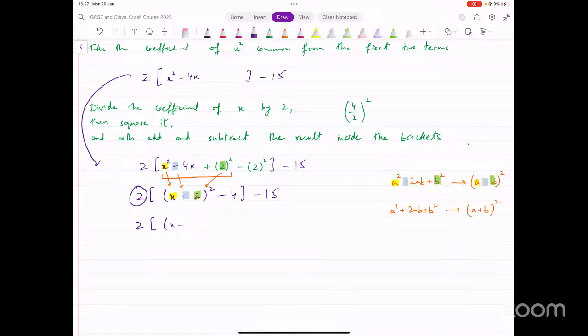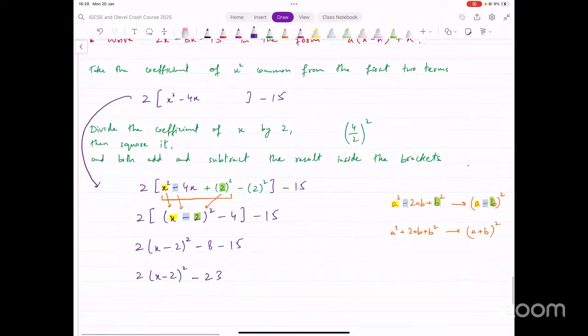So this number 2 outside, you can just multiply that inside the bracket now. And that becomes 2 into x minus 2 whole squared, 2 into minus 4, that is minus 8, minus 15. And that simplifies to 2 into x minus 2 whole squared minus 23. This is your completed square form.